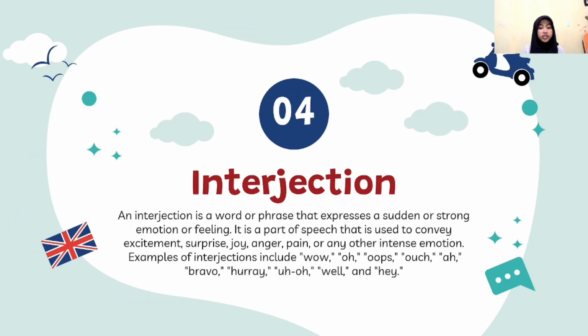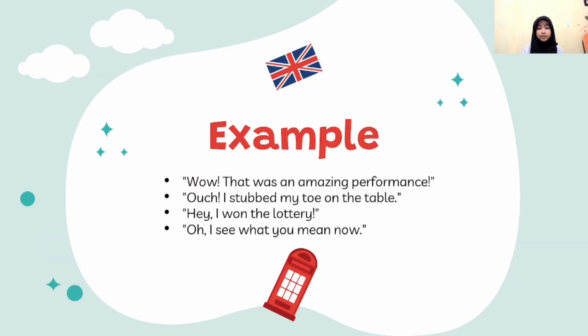The fourth is interjection. An interjection is a word or phrase that expresses a sudden or strong emotion or feeling. It is a part of speech that is used to convey excitement, surprise, joy, anger, pain, or any other intense emotion. Examples of interjections include wow, oh, oops, ow, ah, bravo, hooray, well, and hey.